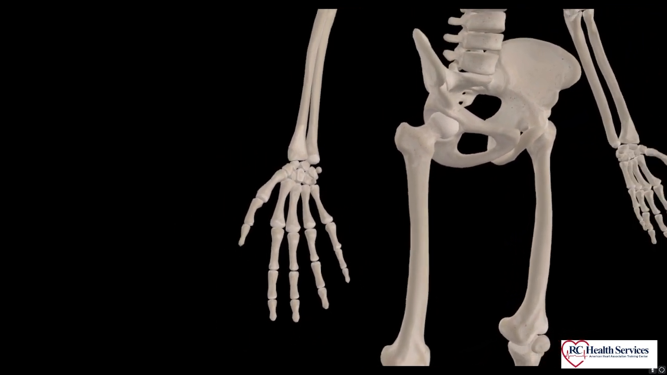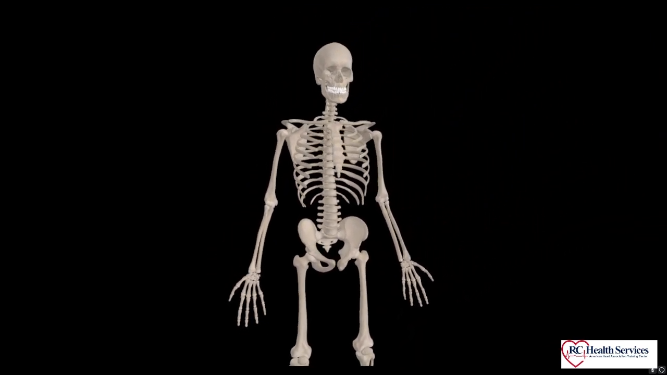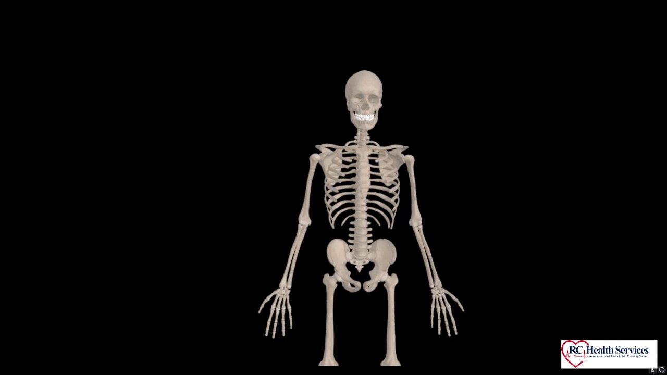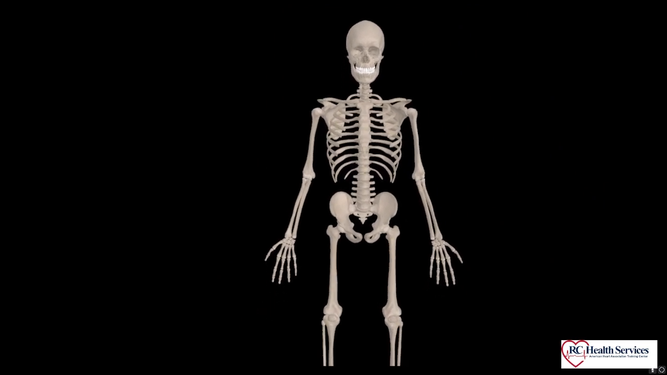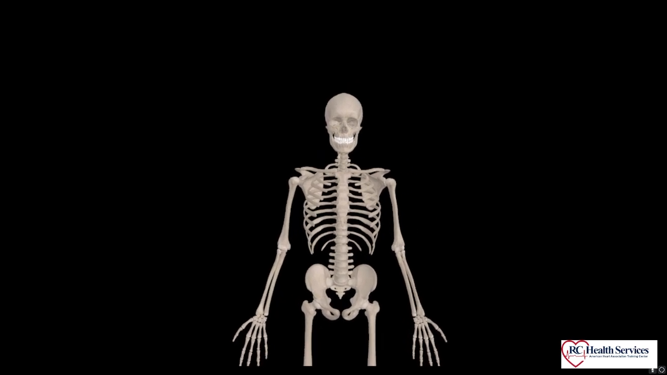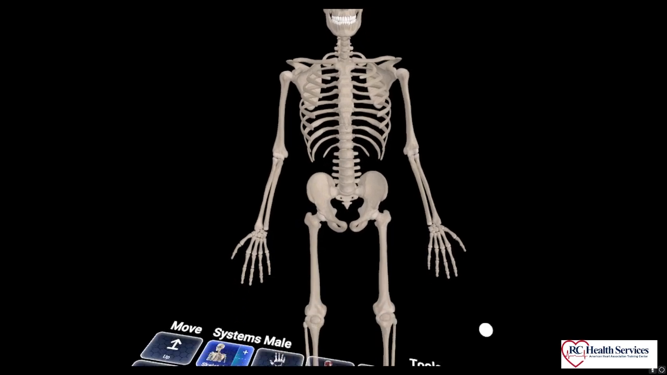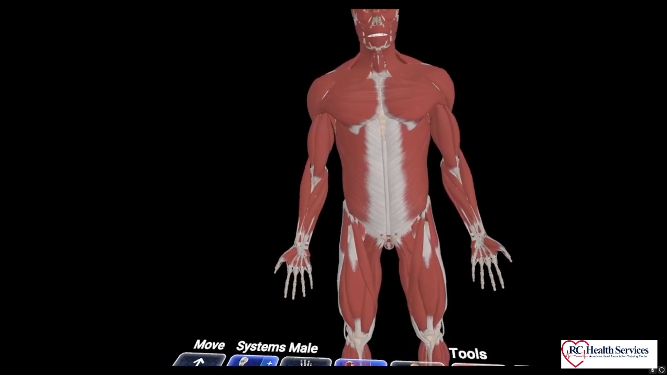Awesome. Here's again just an overview of the skeleton. If we want to go ahead and add in muscles, we can start on those.